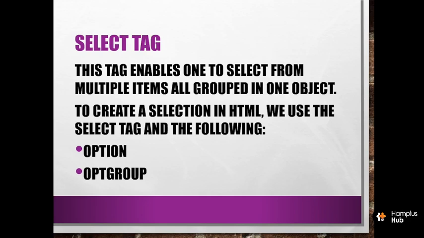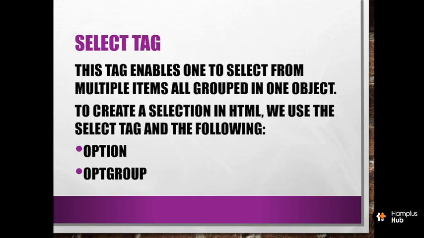We do multiple things, group them inside an object. For example, we want to create sex and gender. You want to tell someone to select gender or to select the kind of car, and you want to group it inside one object. We make use of select. And to create a selection using select, we make use of two subtags that are inside the select tag. But out of the two, we'll make use of one in this video.